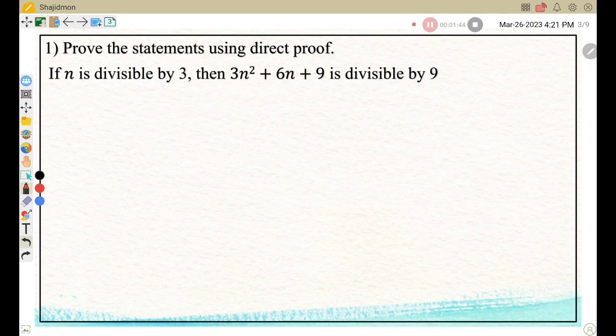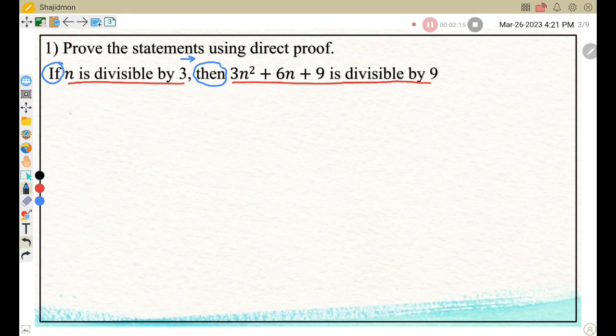Prove the statement using direct proof. What is the statement here? If n is divisible by 3, then 3n square plus 6n plus 9 is divisible by 9. This is our question. You can see the if statement, a conditional statement, correct? If and then means a conditional statement. So we need to prove here P implies Q.